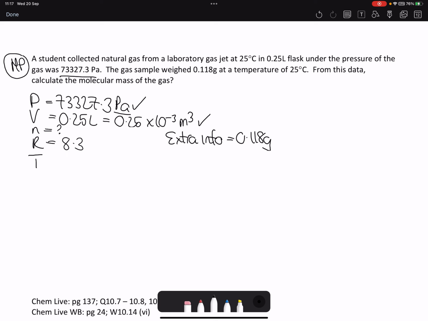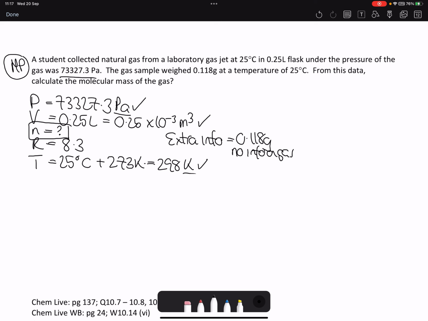8.3, my universal gas constant, stays the same, and I have a temperature of 25 degrees. Can't use it as degrees, I have to add 273 to get Kelvin, and I end up with 298 Kelvin, and now this is ready to use as well. So I have a piece of extra info, but I have no info on the gas, so I can't calculate moles. Because I have 4 of the 5 things in my formula here, this has got to be my question mark, and I'm going to end up doing something with moles in a second.